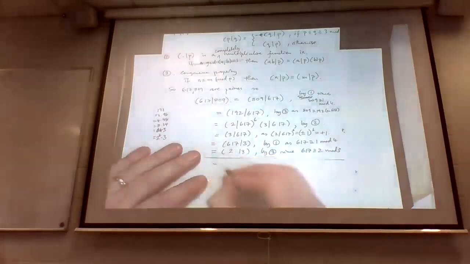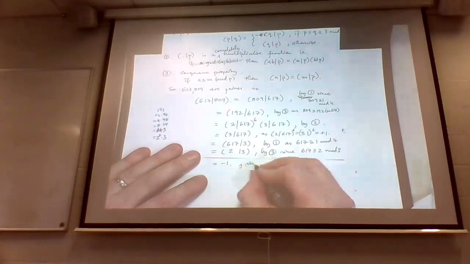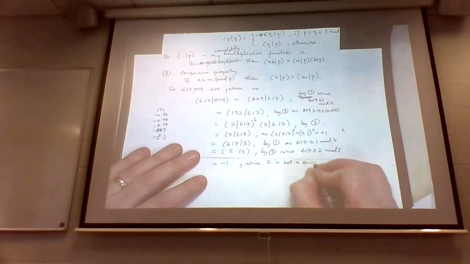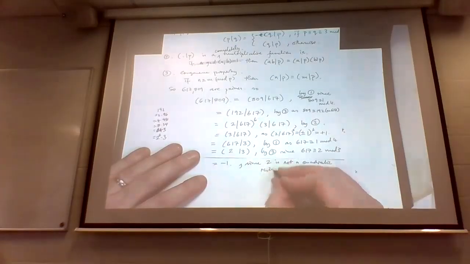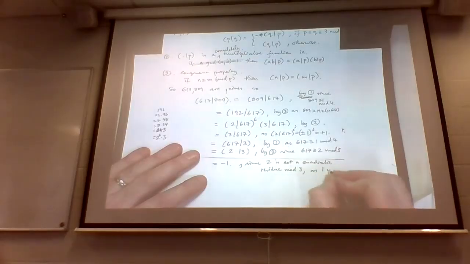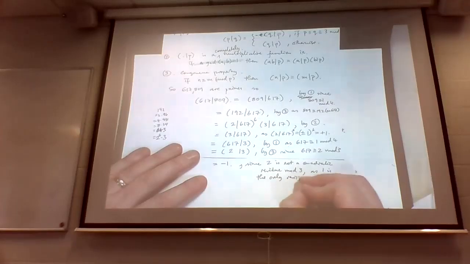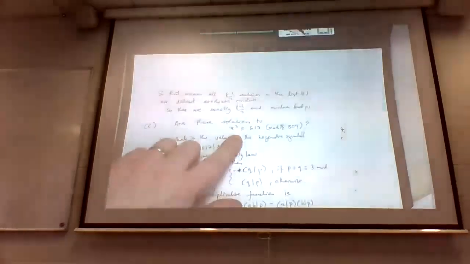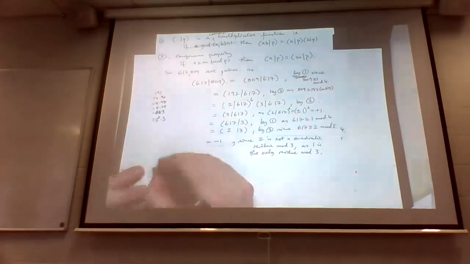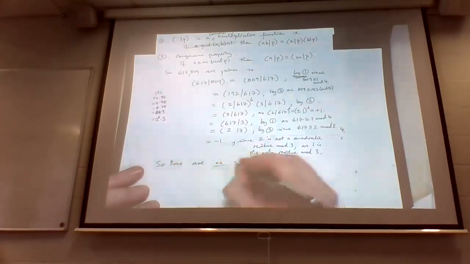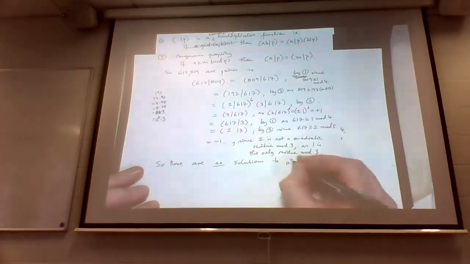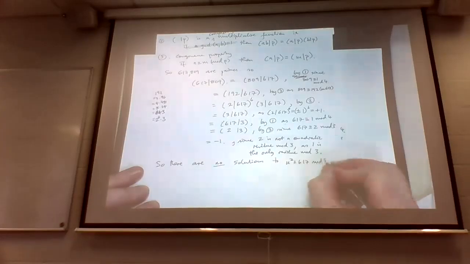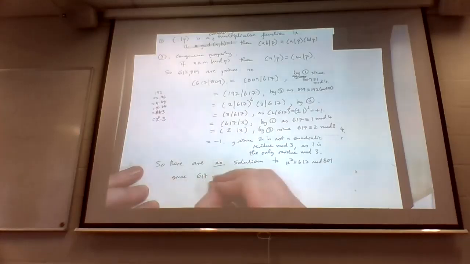Now you see 3 is tiny, so you can just say that is -1, since 2 is not a quadratic residue modulo 3. 1 is the only residue mod 3. Remember, there are (p minus 1) over 2 residues, so modulo 3 there is 1 residue, which is 1. 2 isn't. So we get a value of -1 at the end. The original question was: are there any solutions to this? The answer is no. There are no solutions to x squared congruent to 617 modulo 809, since 617 is a quadratic non-residue.